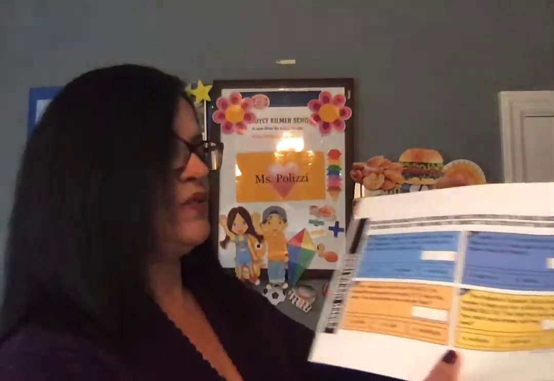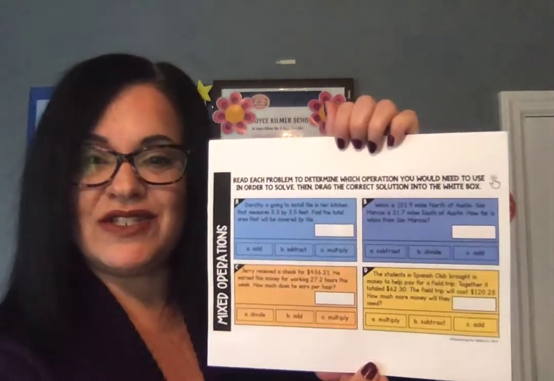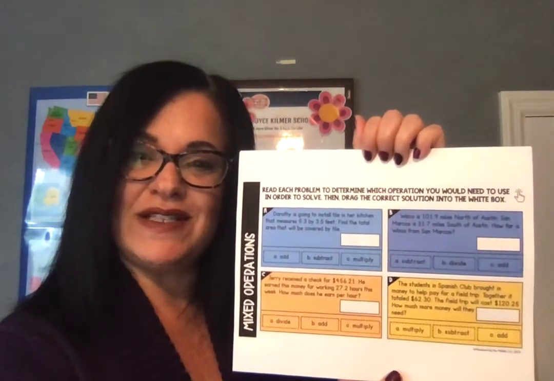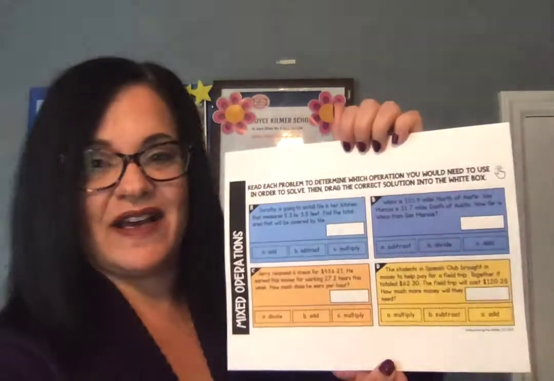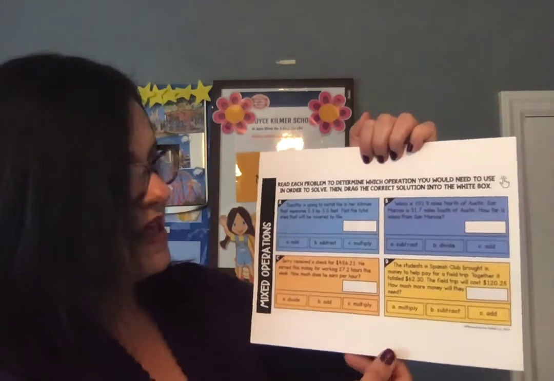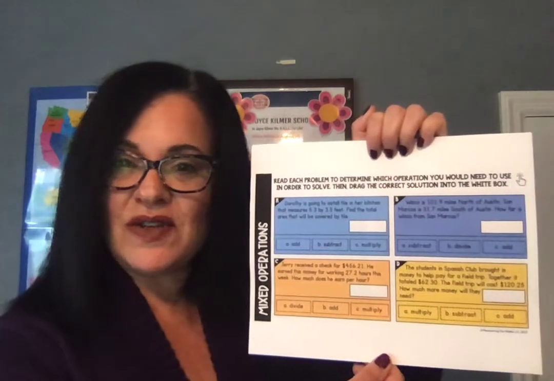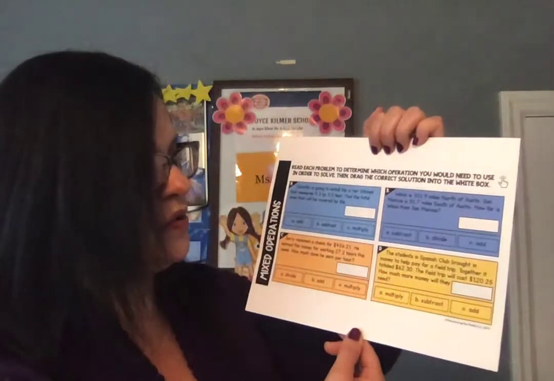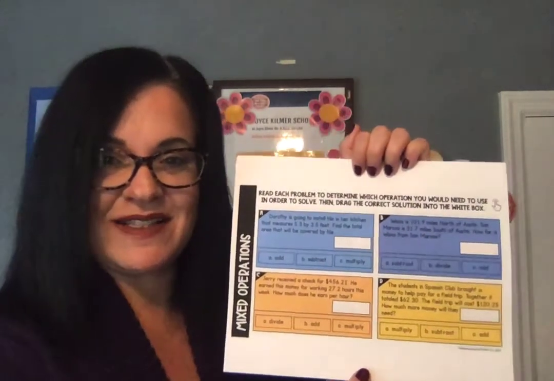So here's page 1. You have 4 problems. And in each case, you need to read the word problem and decide whether you need to multiply, subtract, add, or divide in that case. And once you figure it out, you'll just drag and drop that operation to the white box. So you don't necessarily have to do the computation. You don't have to solve it. You just have to determine the correct operation that you would use in that instance, okay?